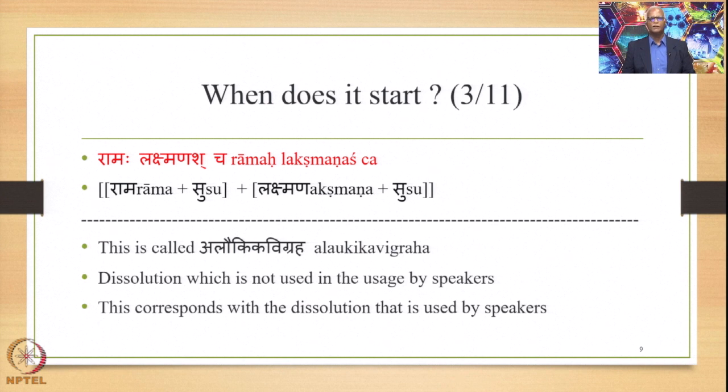But when this Laukika Vigraha is transformed into the technical elements, namely Rama plus Su plus Lakshmana plus Su, this involves a Prakriti and Pratyaya structure. Rama and Lakshmana are the Prakritis and Su is the Pratyaya. To be more specific, Rama and Lakshmana are the Pratipadika types of Prakritis and Su is the Sup Pratyaya which is added to them, which makes them Padas fit to be part of a sentence and to become eligible for the process of compounding.